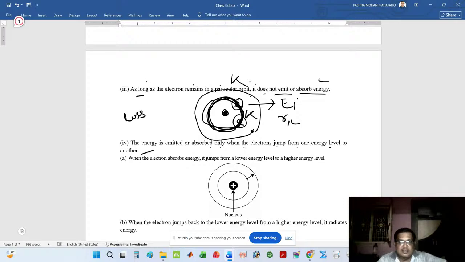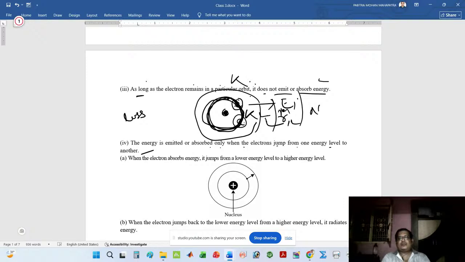This is your L cell. If the electron jumps from the K cell to the L cell, then it shifts from a lower energy level to a higher energy level. That means if the electron absorbs energy from the outside source, then it increases its own energy, and it shifts from the lower energy level to the higher energy level, from the K cell to the L cell. Look at that. Your K cell is the lowest energy level. Then the higher energy level is L, then M, then N.